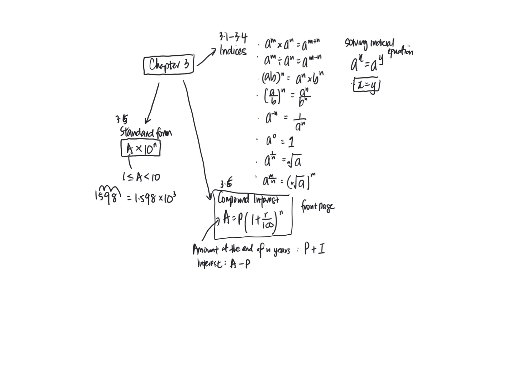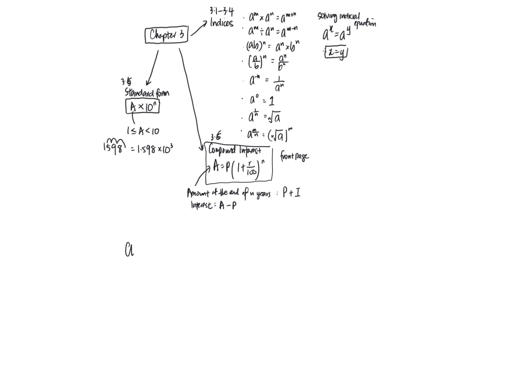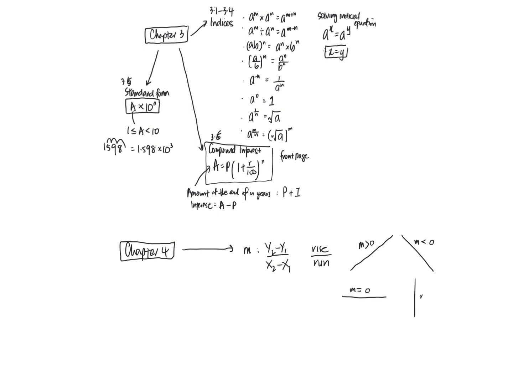Okay, next one is chapter 4. Chapter 4 is the one that we just finished. So remember, chapter 4 only got 3 important things. Gradient: Y2 minus Y1 over X2 minus X1. So it's either rise over run. So you can have an upward gradient which is positive, downward which is negative, horizontal which is 0, vertical which is undefined. Okay, so this is gradient formula.